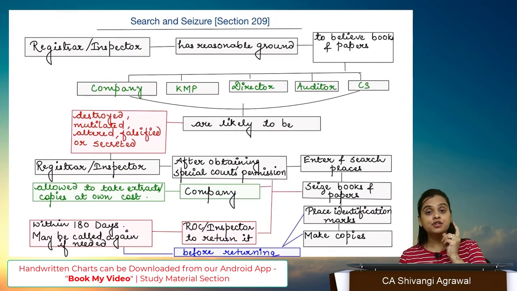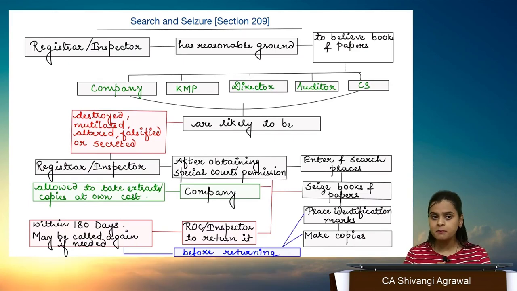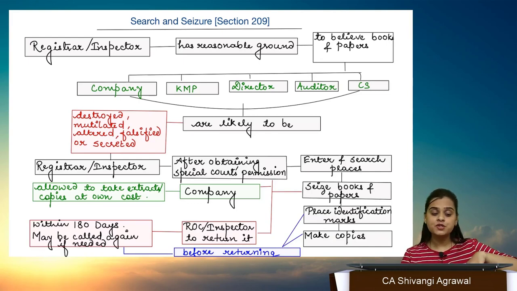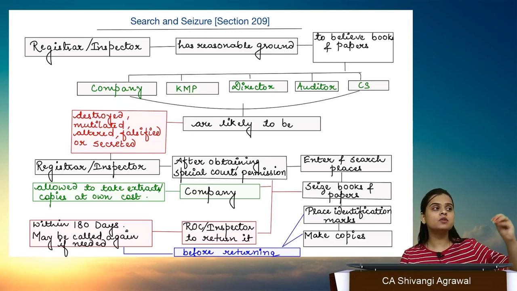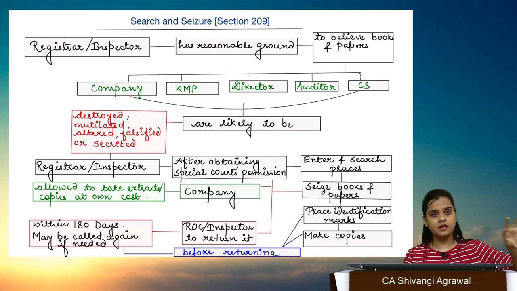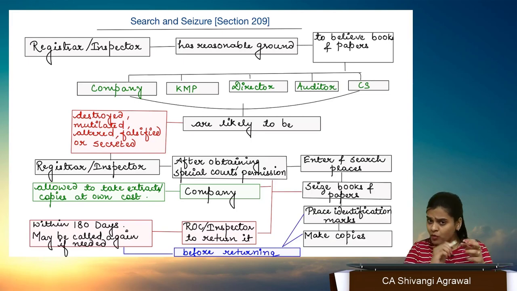Next, we have the section of search and seizure. This power is also given to the registrar or inspector, but they have this power only when they take approval from the central government. Sometimes, during inspection or inquiry, they come to know that some documents of the company are missing, and these documents may be destroyed by the people involved, or they may be mutilated, secreted, or falsified.